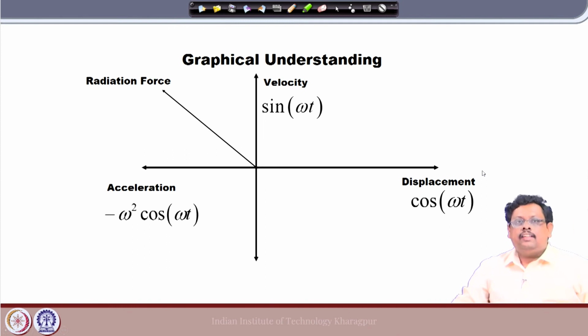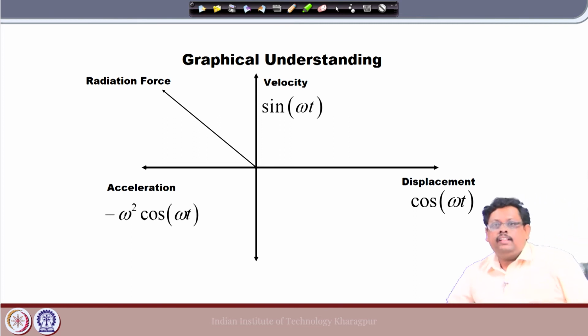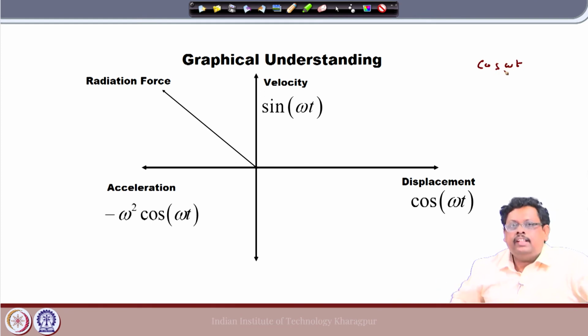Let us try to understand graphically what is the meaning of this. Now here we have to understand that all the forces are basically harmonic in nature. So, it is either sin omega t or cos omega t. If the displacement is cos omega t, and you differentiate with respect to t.